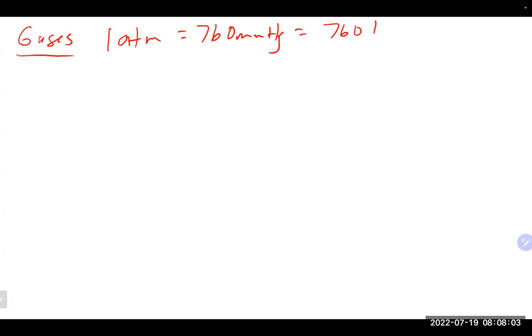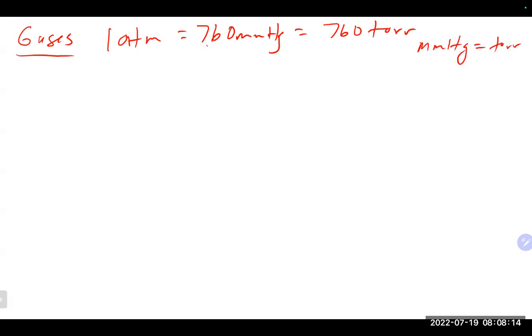Going to continue on here with chapter 8 and gases. So last time we got into a number of gas laws. A couple of reminders in terms of units. Very common units are atmospheres, millimeters of mercury, and torr, where a millimeter of mercury and a torr are basically equal to each other. It's a one-to-one relationship between those two.